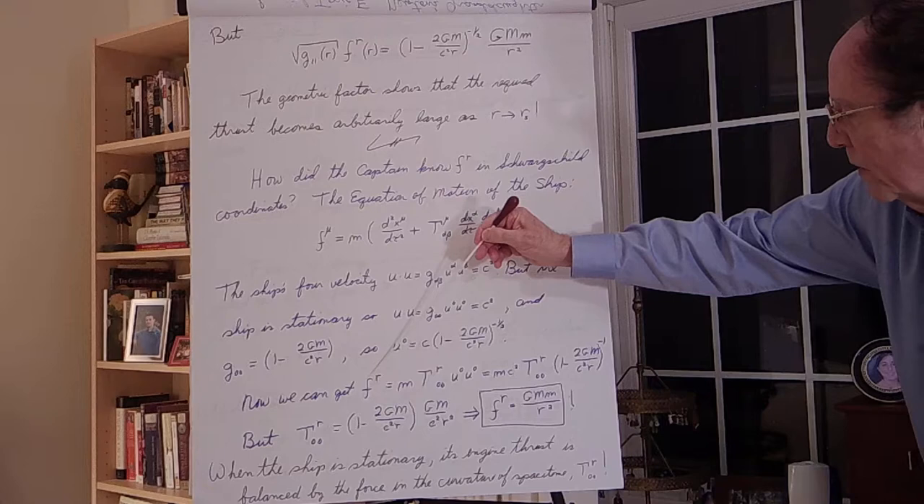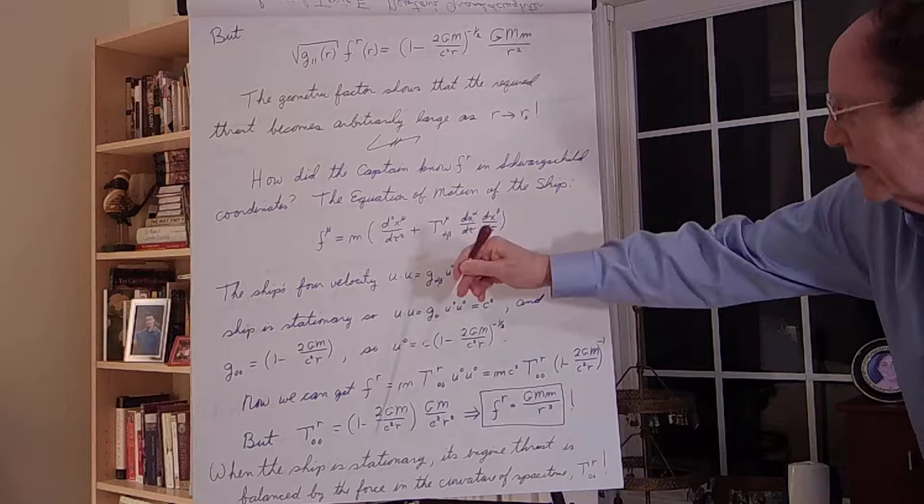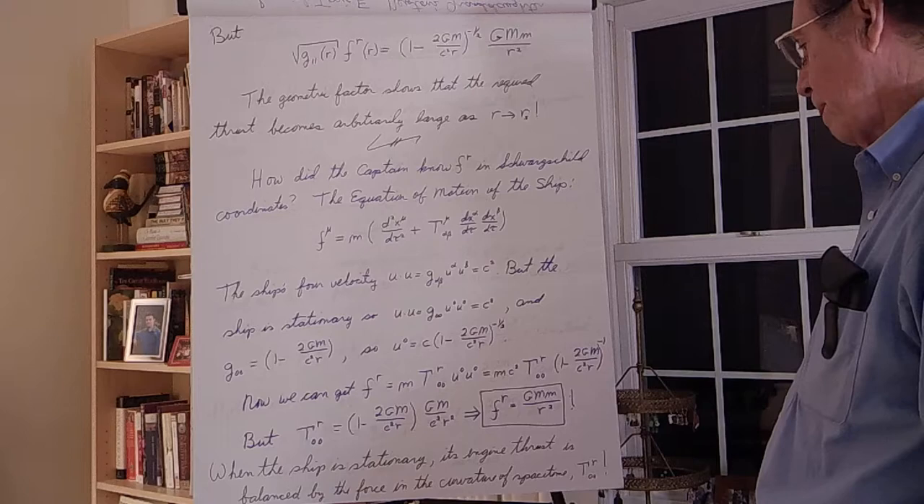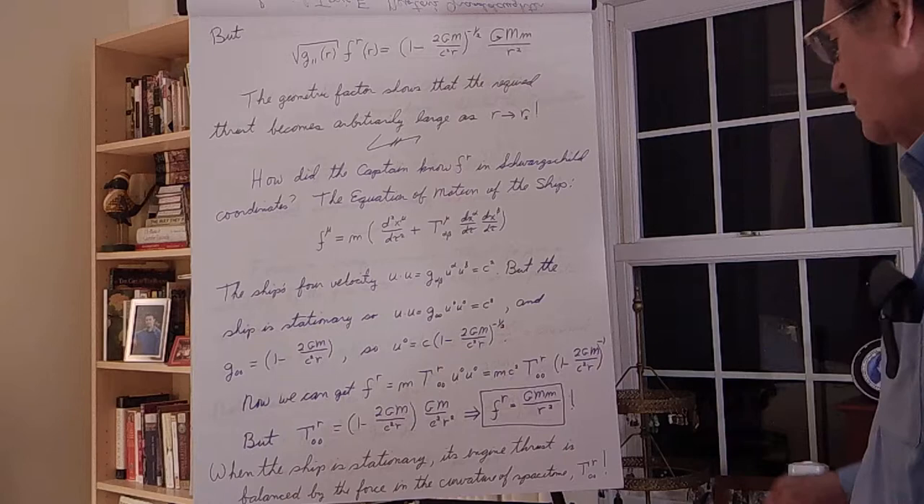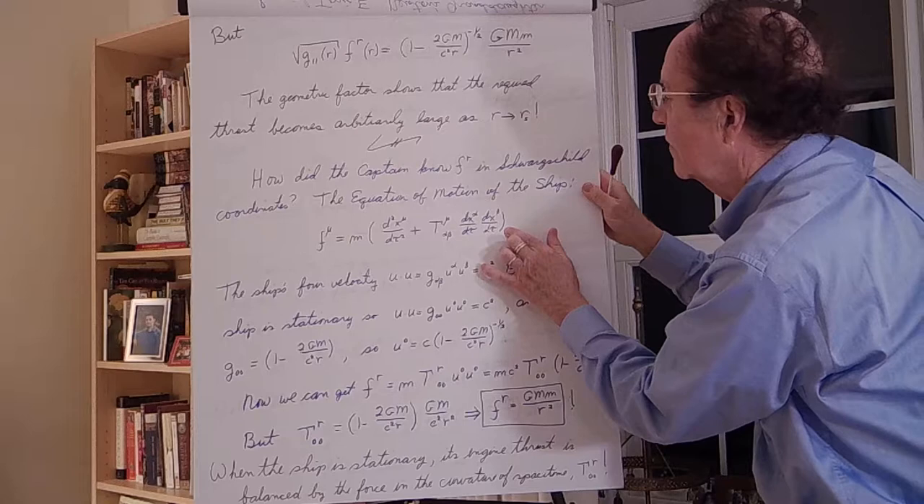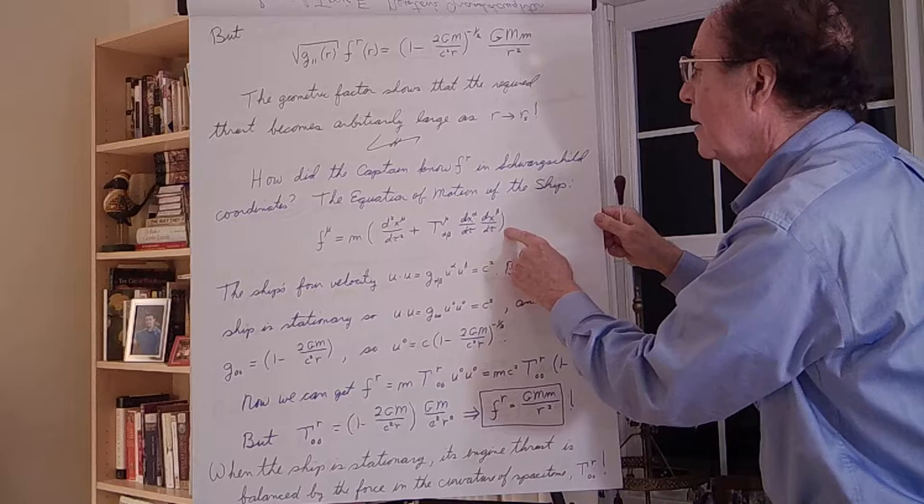I see that my singular parts disappear, and lo and behold, I get what the granddaughter of Isaac Newton knew from her starship education. Okay, so when the ship is stationary, its engine thrust is balanced by the force of the curvature of space-time, right? Well, we see that, right? This term is gone, okay? And the force is countered by the bits that come from the curvilinear coordination, which encapsulate the curvature of space-time through the gammas.